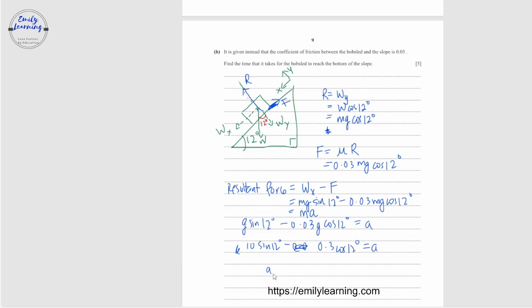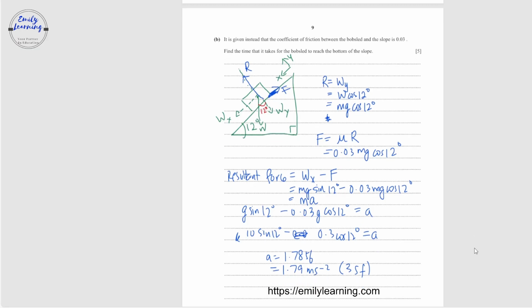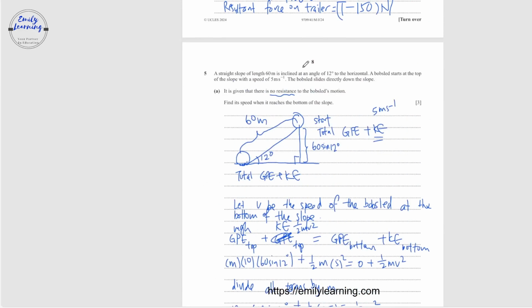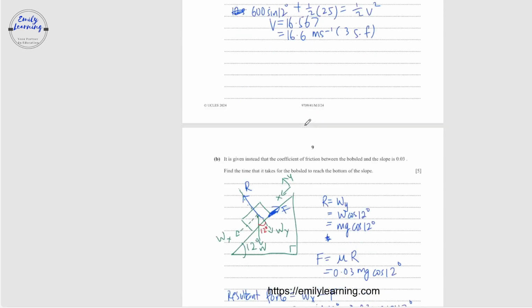Okay, let me find a. So a is 1.7856 or 1.79 meters per second square. Okay, but do we want a? No, we are asked for the time taken for it to reach the bottom of the slope, right? Okay, so next let's do this. So we have the distance, which is 60 meters.